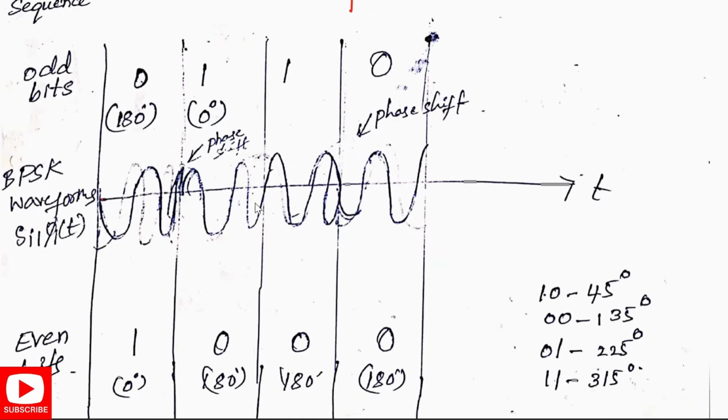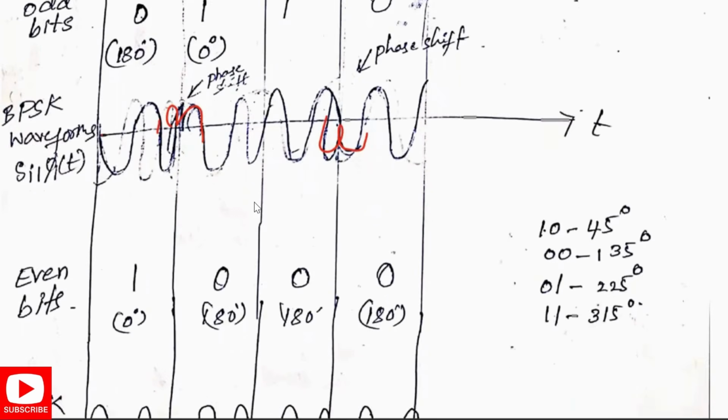For the 0, we start from below, and here a phase shift occurs. Then for the 1, it continues the same, and again for the next 1, it continues the same. And again for the 0, there is a phase shift.